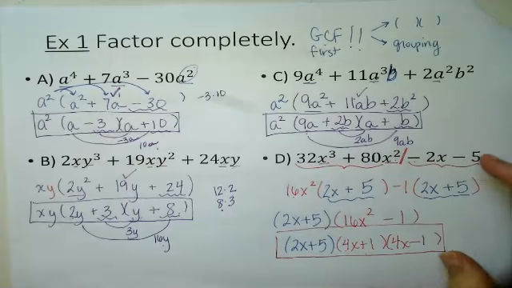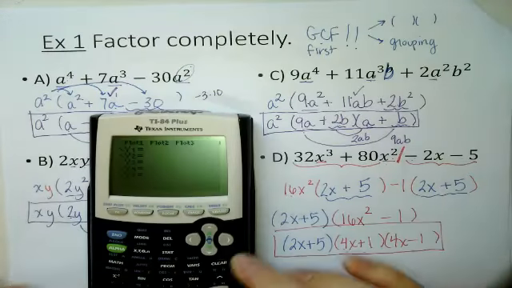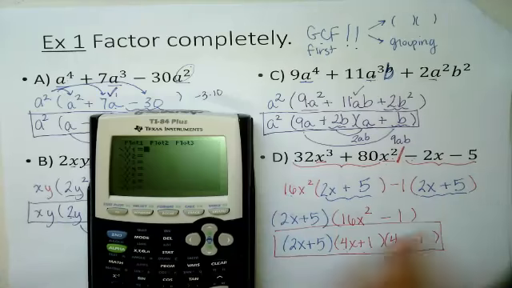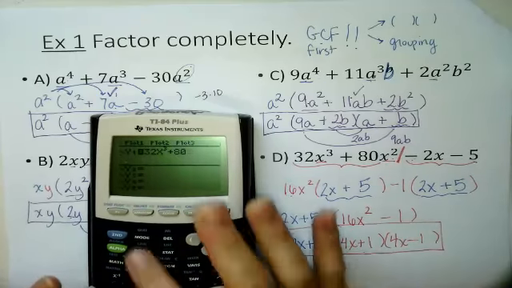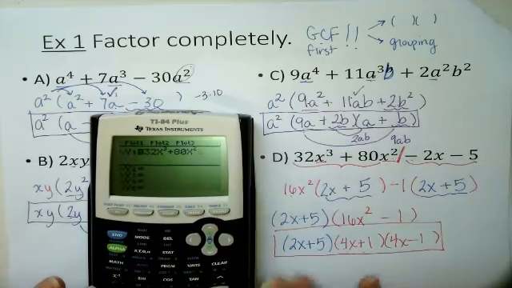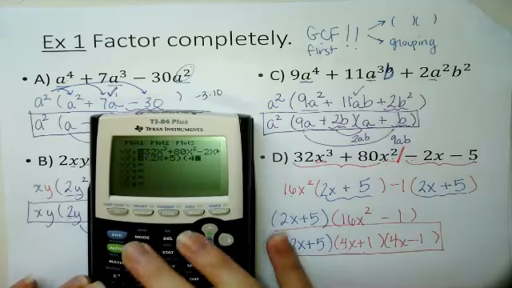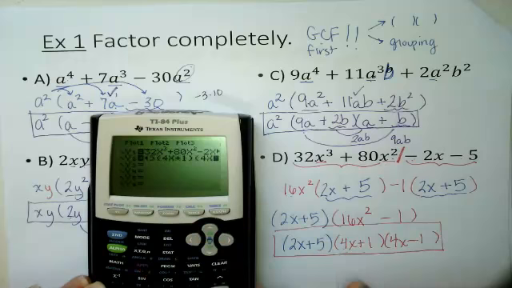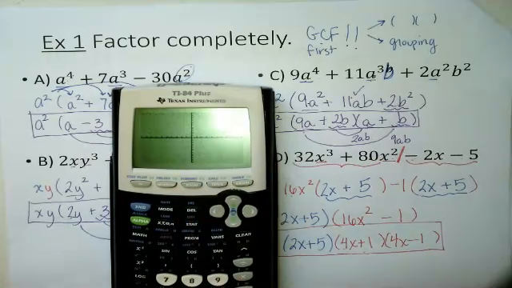And this is really the only one I could check on my calculators just to verify. I'm going to go to y1. I'm going to type in the original here, 32x cubed plus 80x squared minus 2x minus 5. And then I'm going to type in my answer. So my original and my answer. So 2x plus 5 times 4x plus 1 times 4x minus 1. So while I've got that in there, I'm going to just do a zoom standard and hopefully I can see something. I haven't tested this.